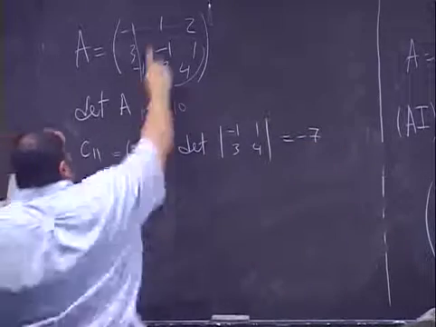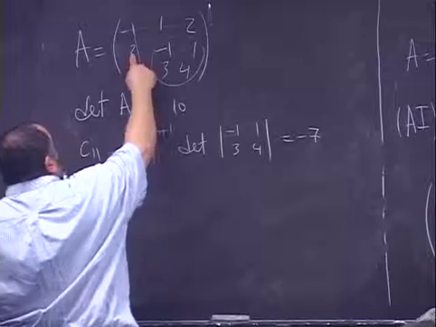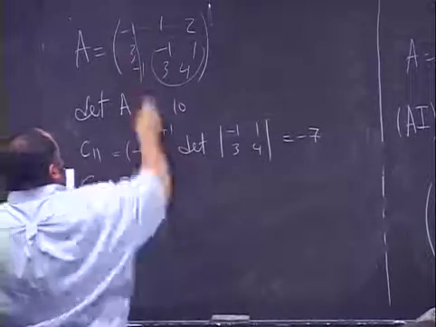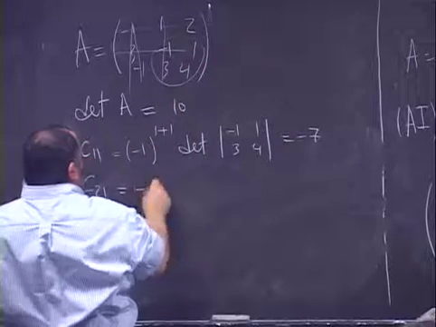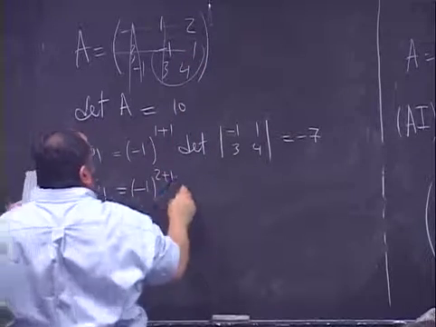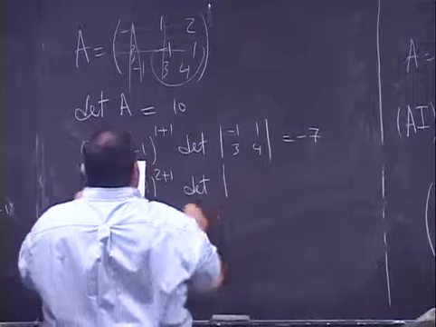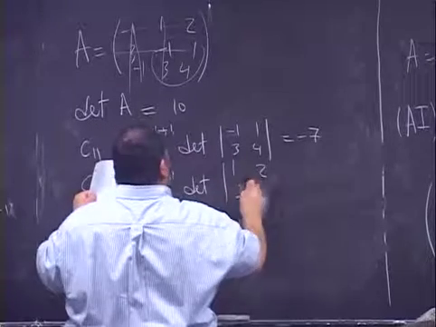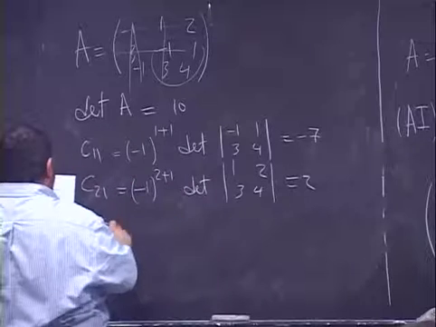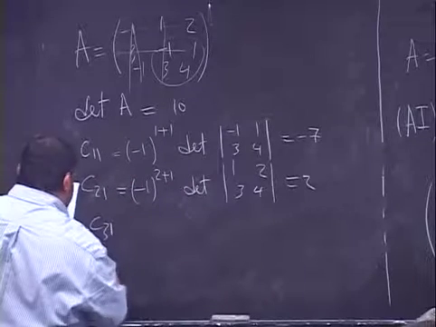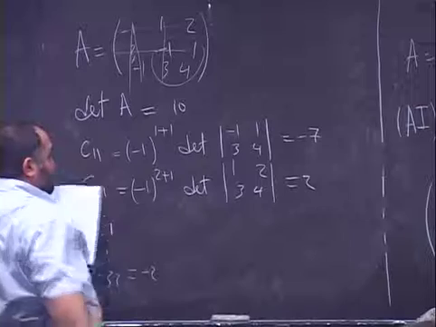C21, which is this element: we will cancel this row and column, and this will give you (-1)^(2+1) multiplied by the determinant of [1, 2; 3, 4], and this will give you 2. Then C31, and so on until C33, and this will give you -2.